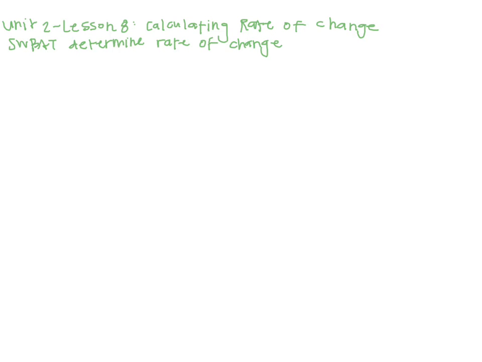This is Unit 2, Lesson 8, Calculating Rate of Change, and the objective is students will be able to determine rate of change. Rate of change is something that we've talked about previously, but we've used a different term to describe it. So let's start off with going over our vocabulary, and the first vocabulary term is rate of change.